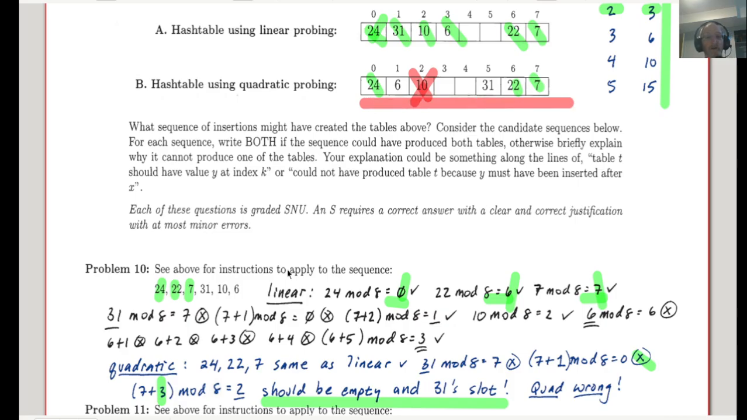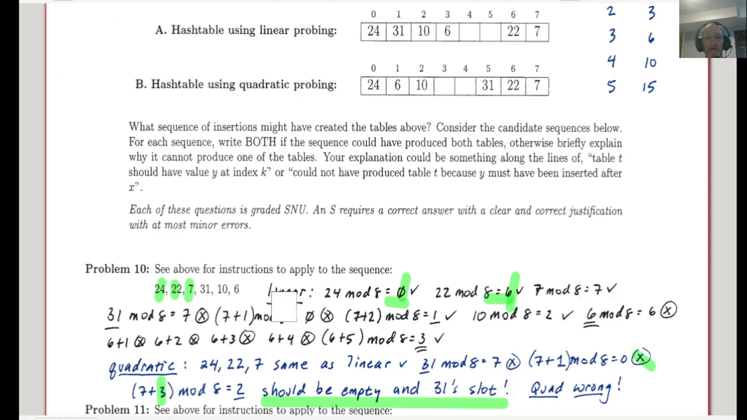So for problem 10, we were looking for linear was okay, quadratic was bad, and the explanation that most people used was 31 should be in 2, and it's not. You could also phrase this in different ways. You could say 10 would have to be entered into the table before 31, because 10 is in the table that we're trying to match. Any way of stating this, as long as it was correct, is sufficient.